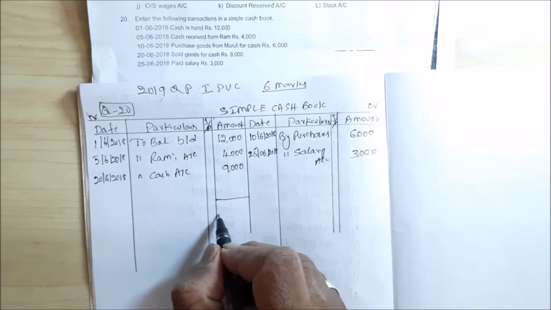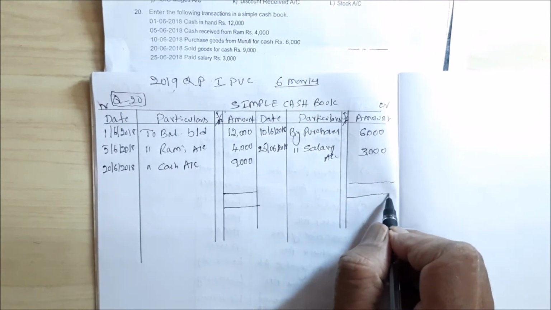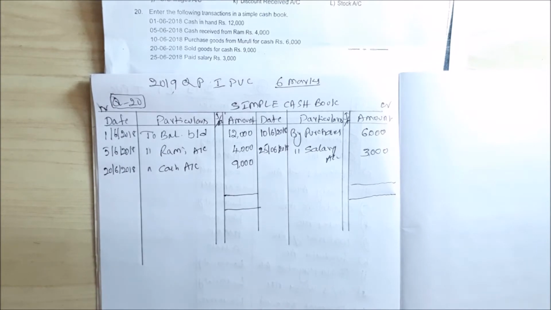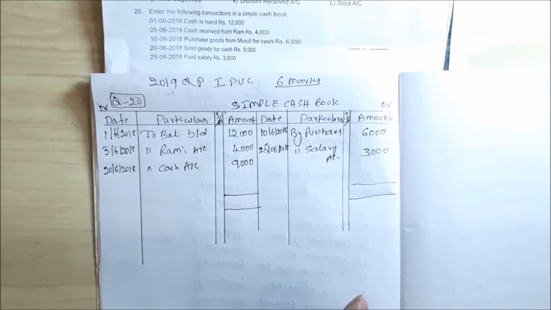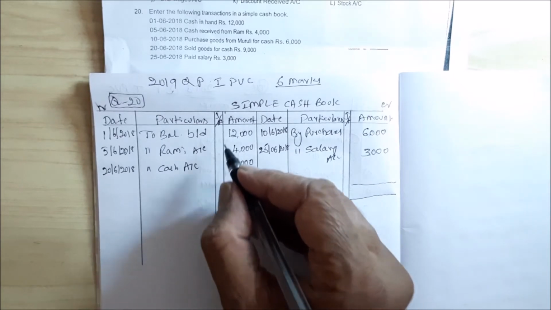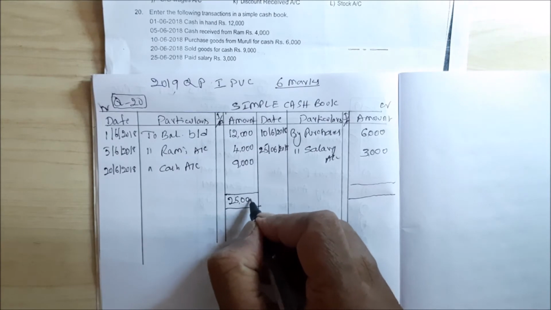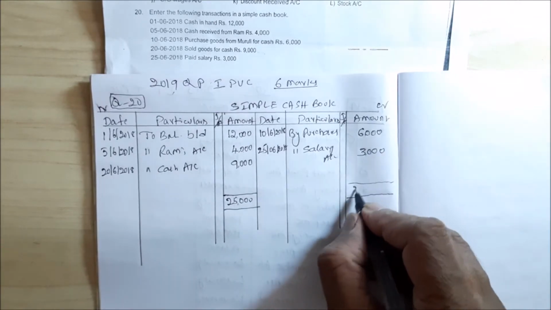Debit side is always more than credit side because it is a cash account. Cash account shows only two balances, either debit balance or no balance. I can say I have cash in my pocket, or I can say I do not have cash in my pocket. I cannot say I have negative cash in my pocket. So cash always shows a debit balance. So 25,000 is the total.